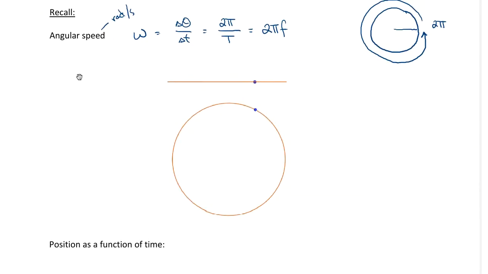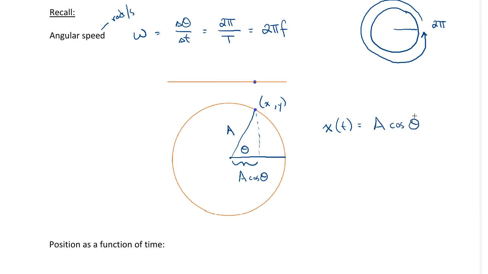So using a bit of trigonometry, remember that if we have an object going around a circle, if the circle is of radius a, and this is the angle theta, then the projection onto the horizontal axis, in other words, its x-coordinate, is going to be a cos theta. In other words, the position in the x dimension of this point here, x as a function of time, is going to be a times cos theta. But what is theta as a function of time?